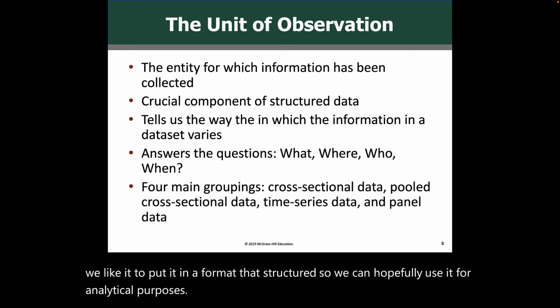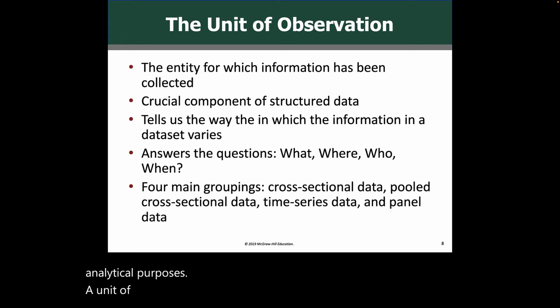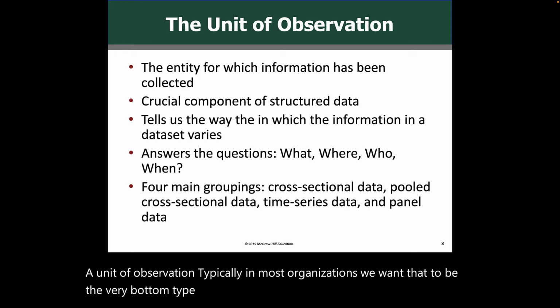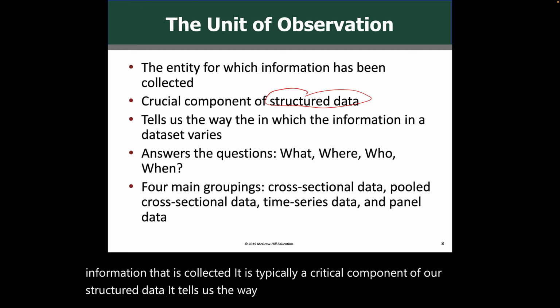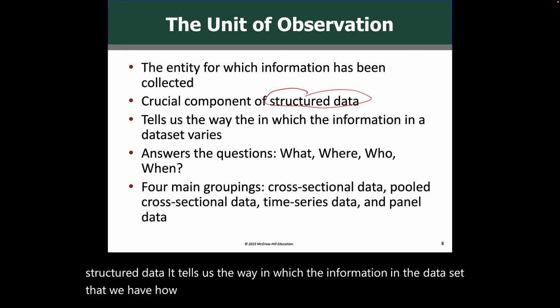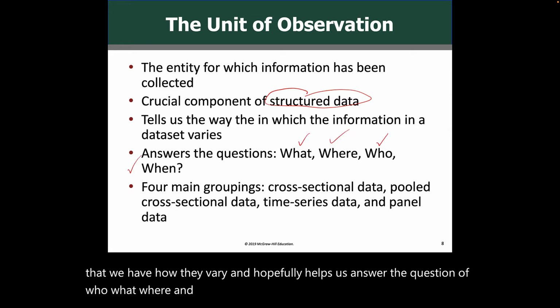So a unit of observation, typically in most organizations, we want that to be the very bottom unit, right? So this is the entity for which you have information that is collected. It is typically a critical component of our structured data. It tells us the way in which the information in the data set that we have varies, and it hopefully helps us answer the question of who, what, where, and when, so that we can try to formulate some information from that data.